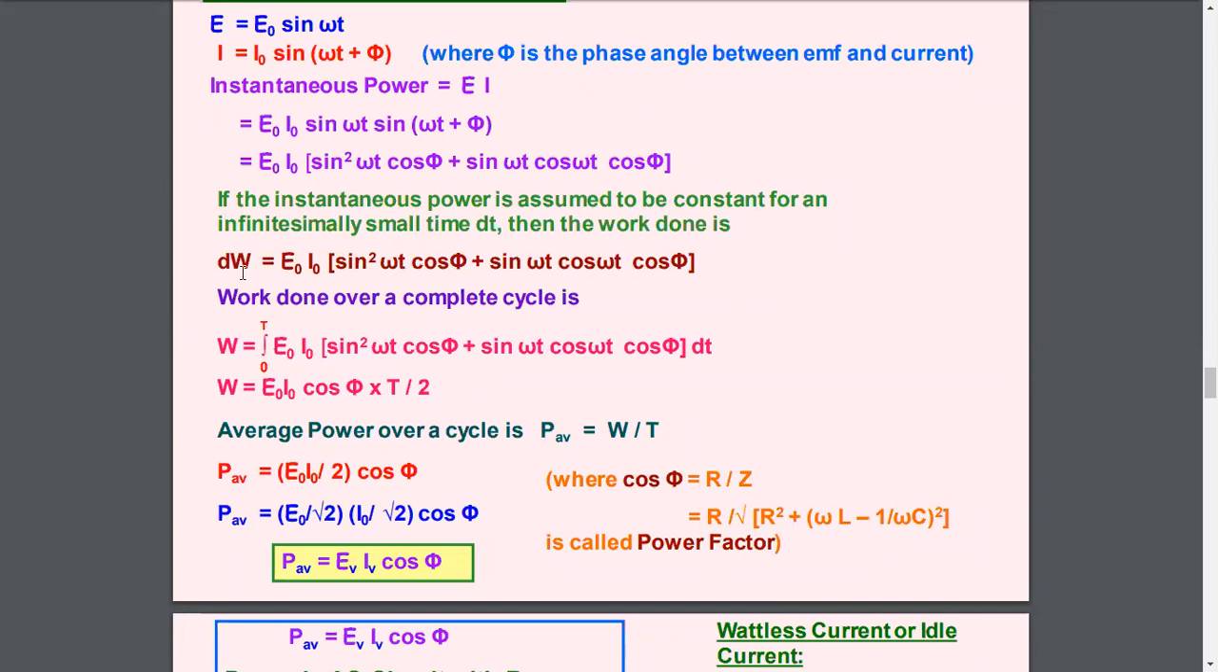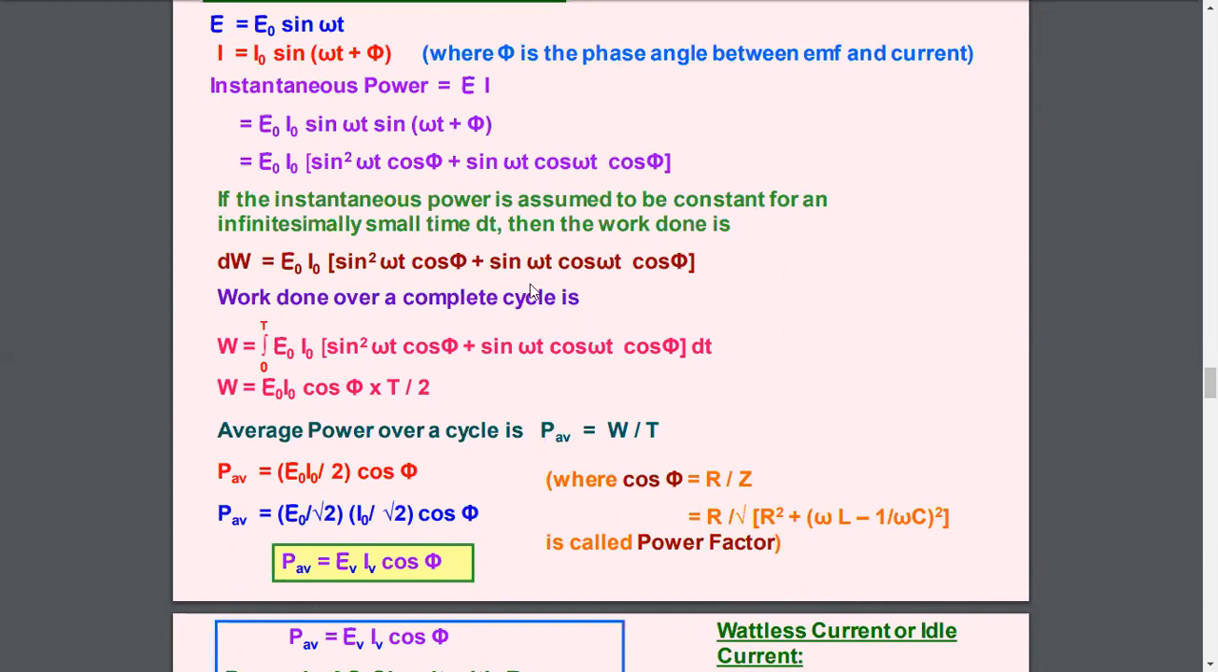Then work done is obtained as E naught I naught sin square omega t cos phi plus sin omega t cos omega t into cos phi, into dt, which has been left. So you must place dt here, and each term inside the bracket will have dt. So work done over a complete cycle is obtained from 0 to T of E naught I naught sin square omega t cos phi plus sin omega t cos phi into dt.